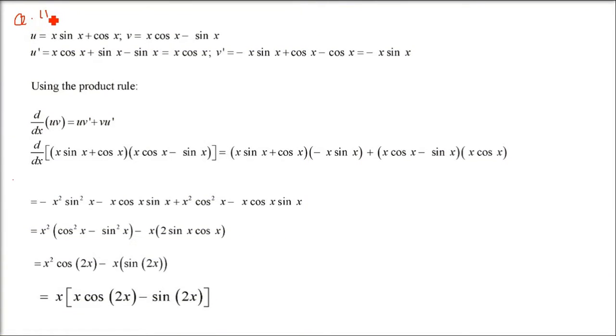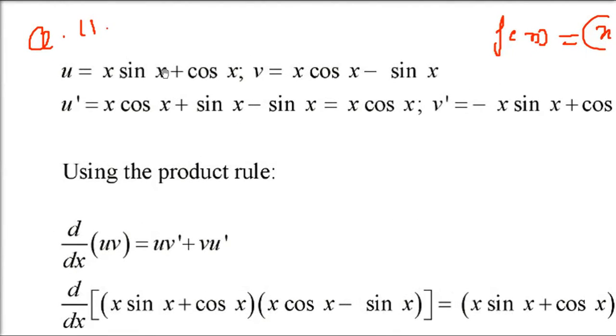Now here we have question number 11. Here u is given as x sin x plus cos x, and f(x) you can first take as x cos x minus sin x. So we have this as u and this as v. I am writing it here only.